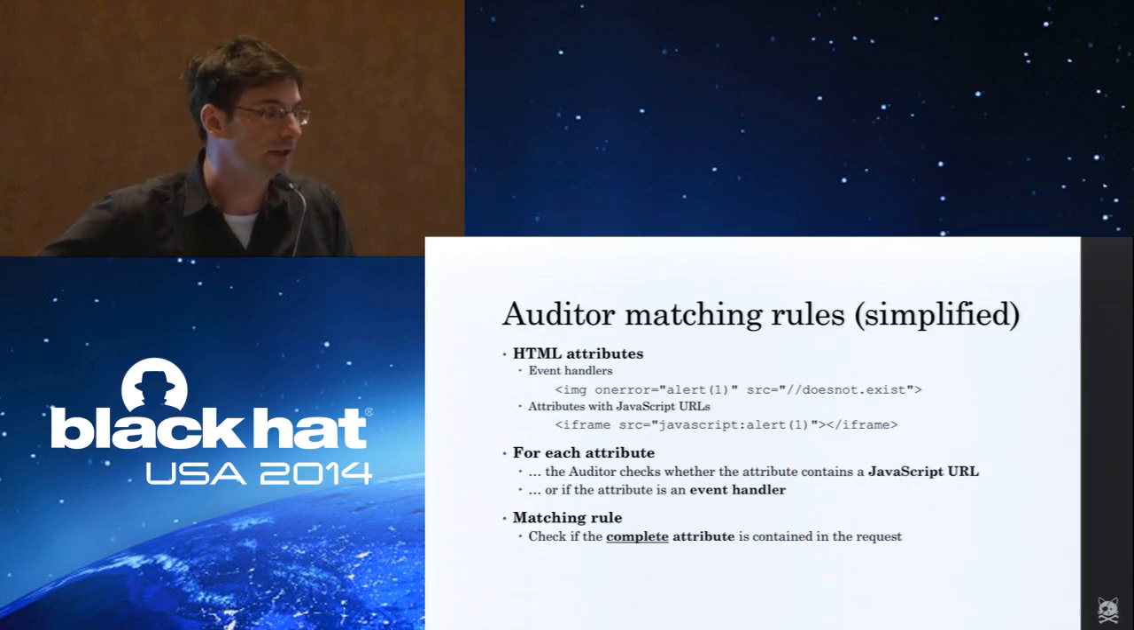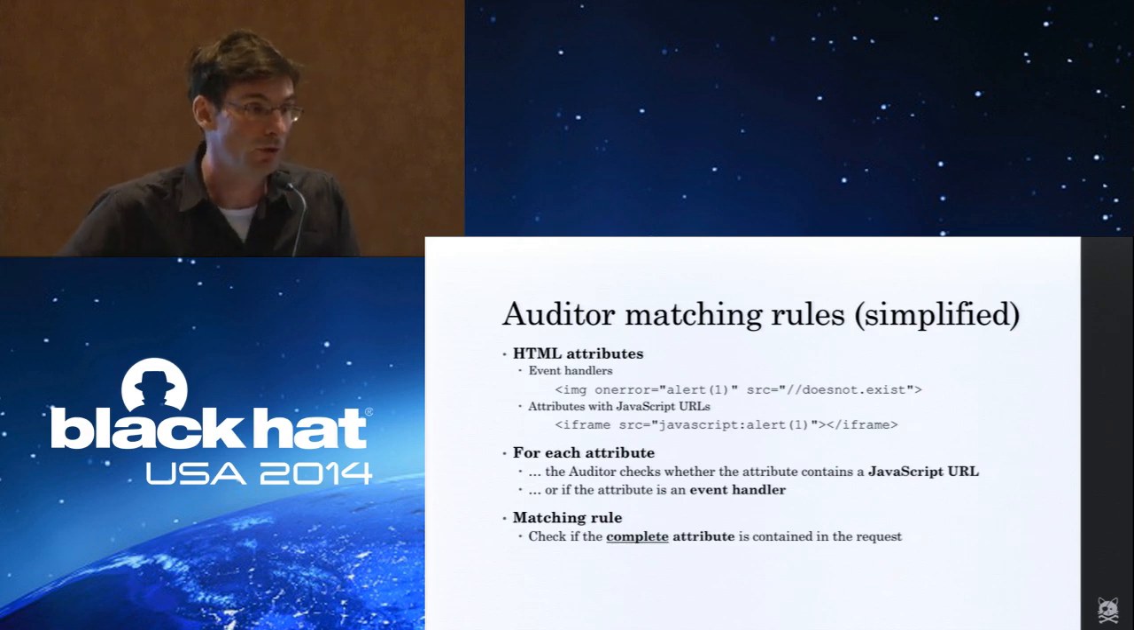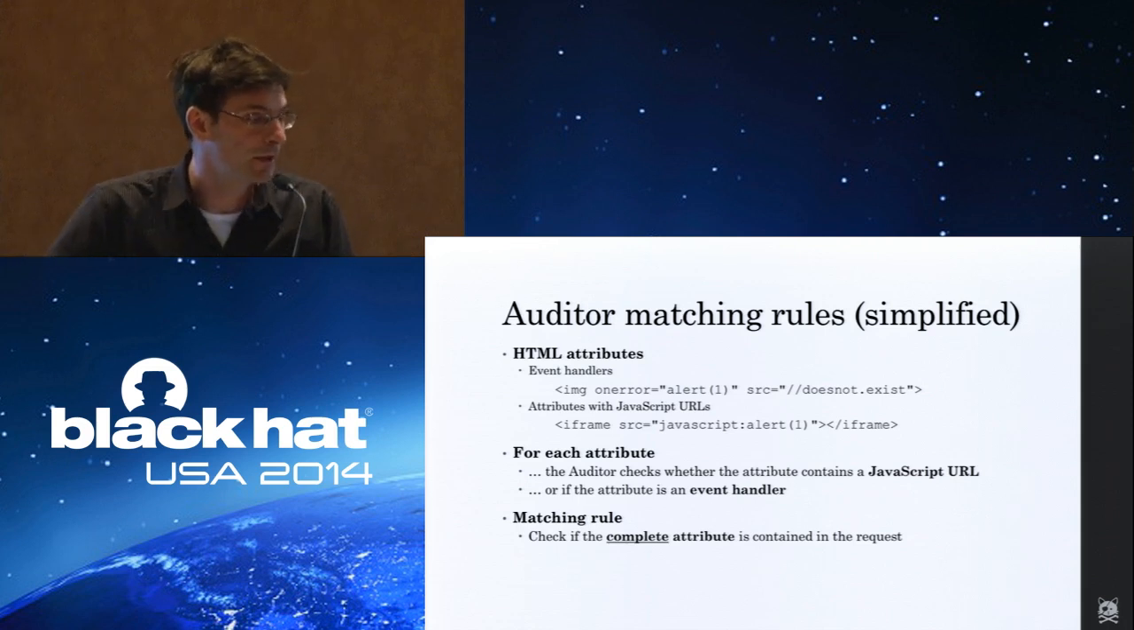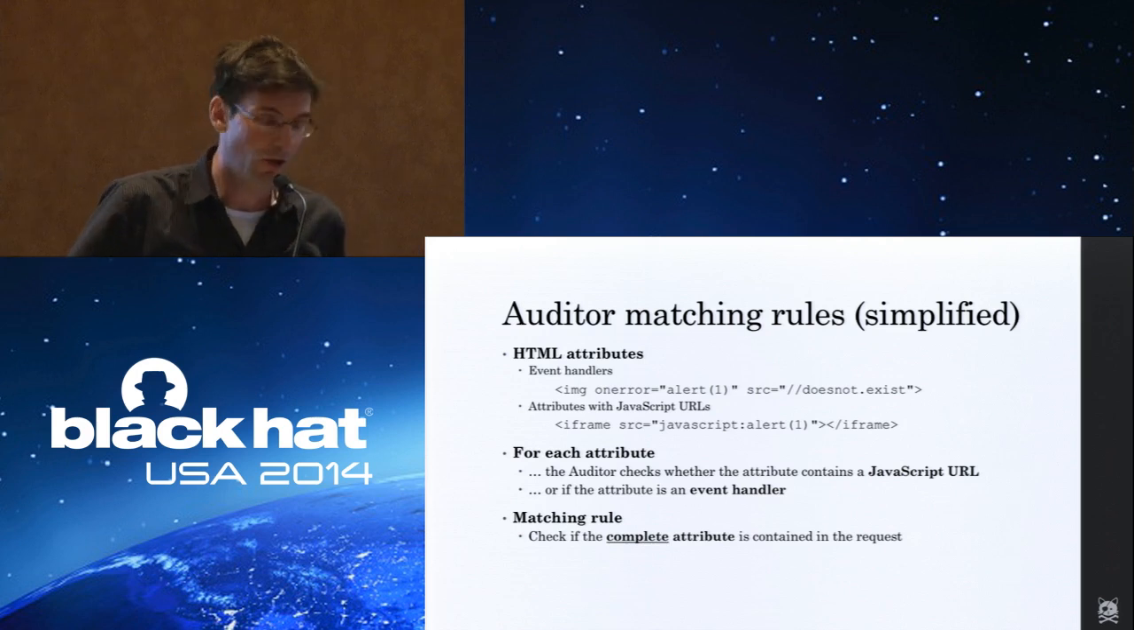There are two classes of HTML attributes that can carry JavaScript. For one, you have the event handlers, something like onerror, onload. And you have attributes that carry URLs, because there's the javascript: pseudo URL scheme, which causes the browser to execute JavaScript directly. So all src and href attributes and all onerror and other event handler attributes invoke the auditor.